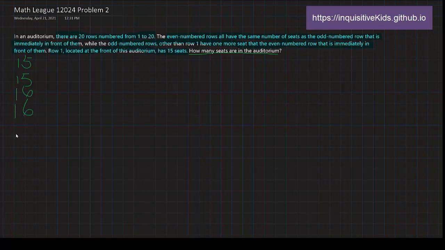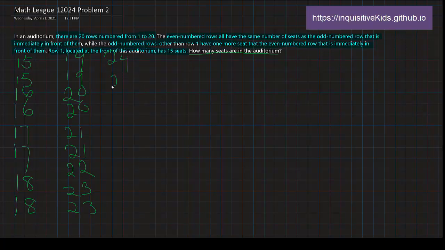This cycle is going to continue on and on until we reach the last row, which is row 20. So there's 19, 20, 21s, 22s, 23s, and the last pair, 24, 24. So those are all the values we have.